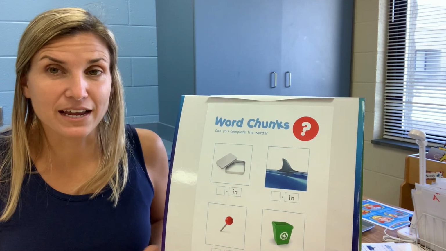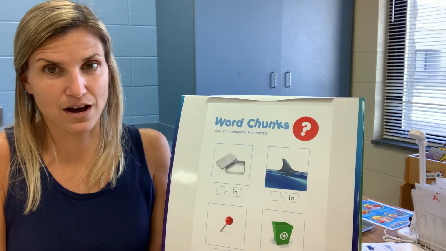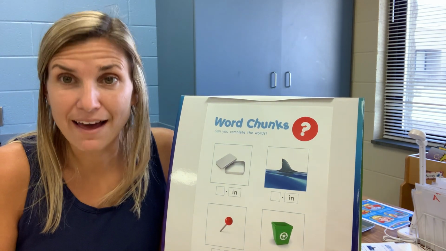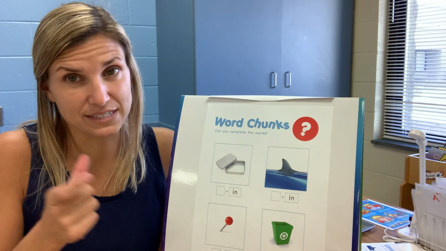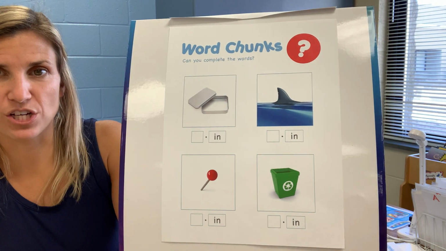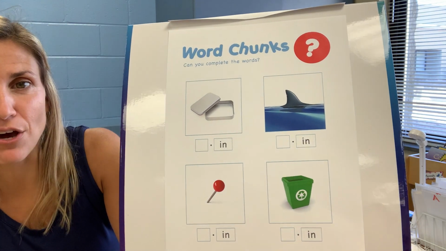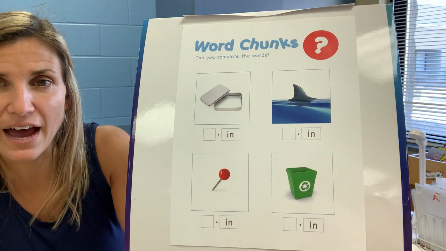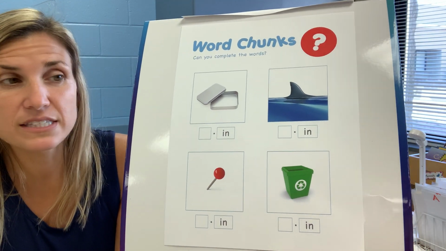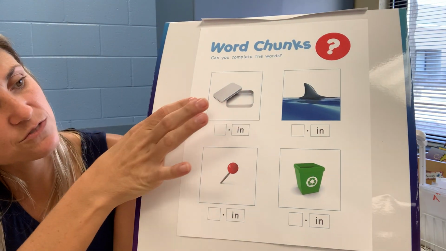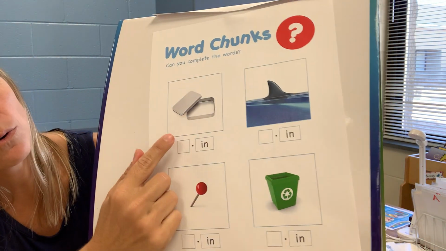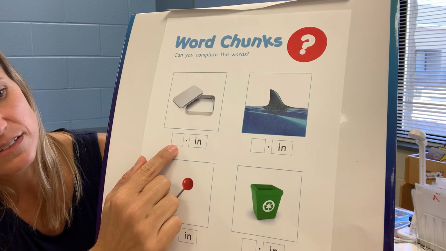Now, we've done a little bit of sound boxes or sound chunks. So we know that in, I-N, is the part that stays the same for the rhyming words. So these are some word chunks. And what I want to show you is we are going to find the missing first sound. So let's take a peek at this first one. This is a picture of a tin. So what do you think goes here?